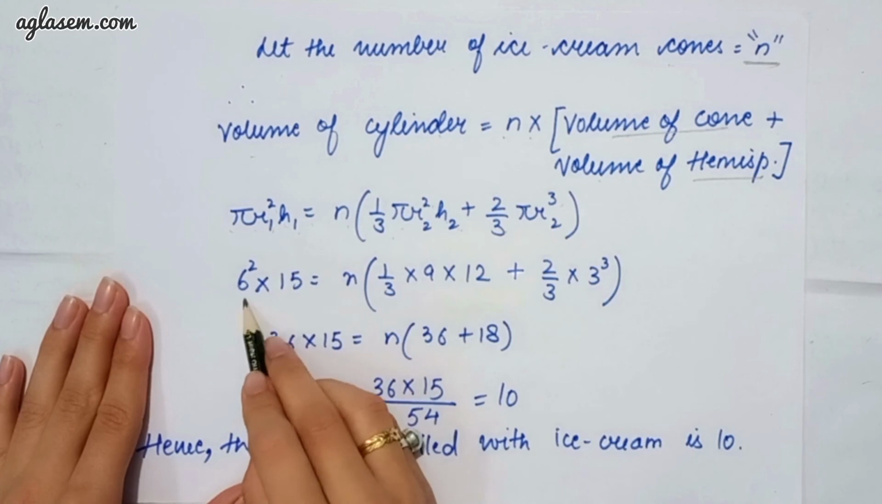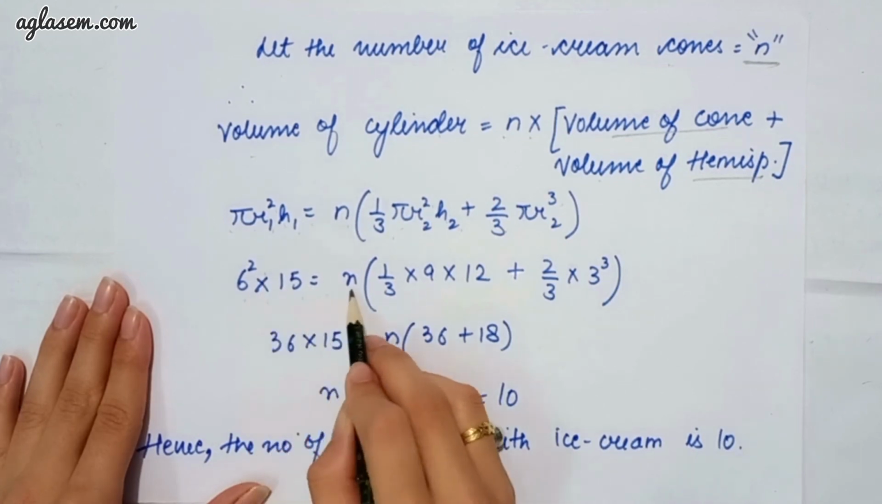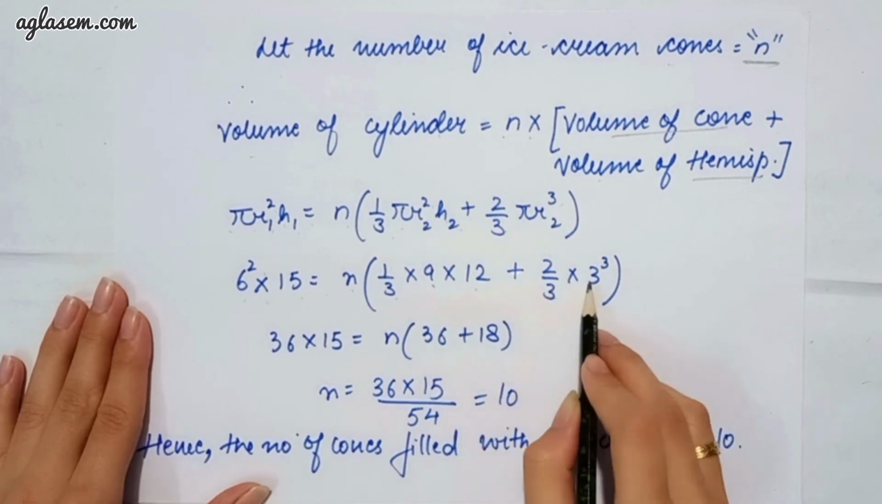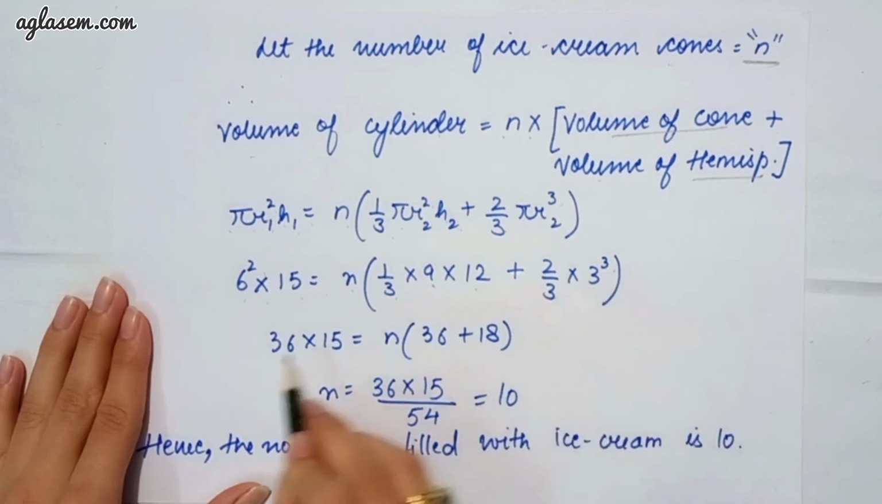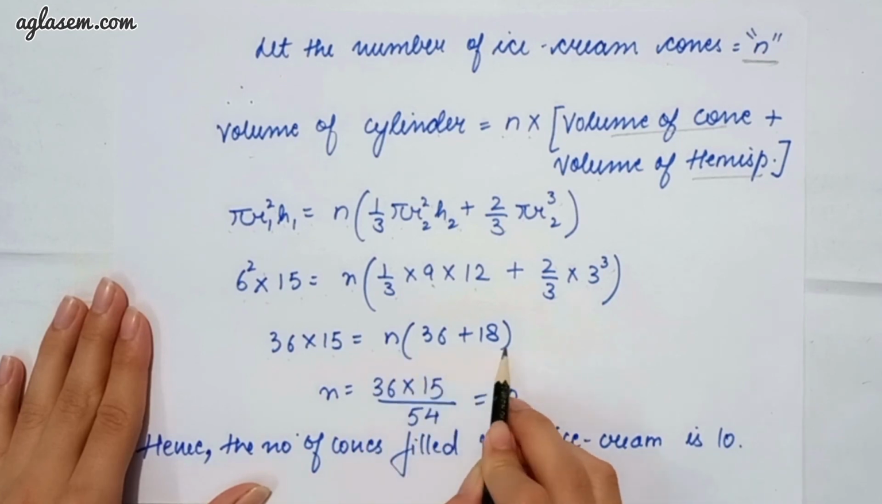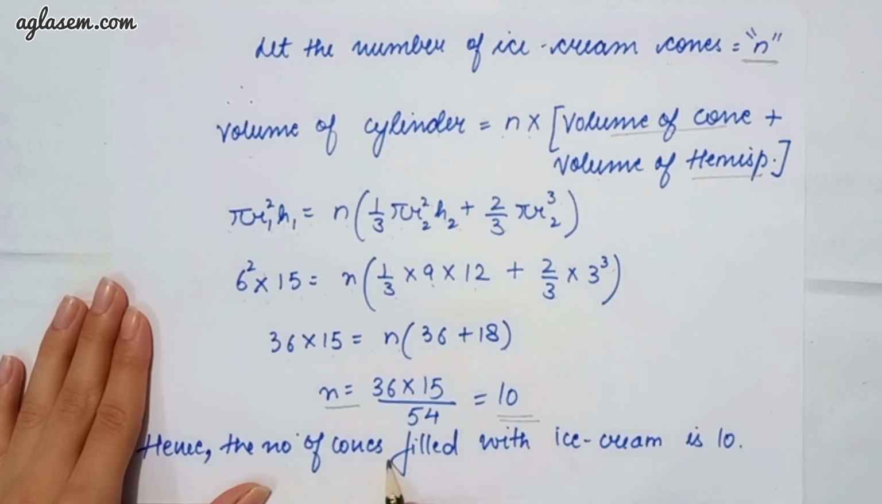Solving this, we will get 6 square into 15 is equal to n into 1 upon 3 into 9 into 12 plus 2 upon 3 into 3 cube. So 36 into 15 is equal to n into 36 plus 18. So our n value will be 10. So the number of cones filled with ice cream is 10.